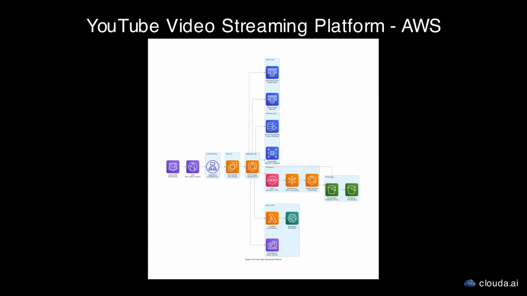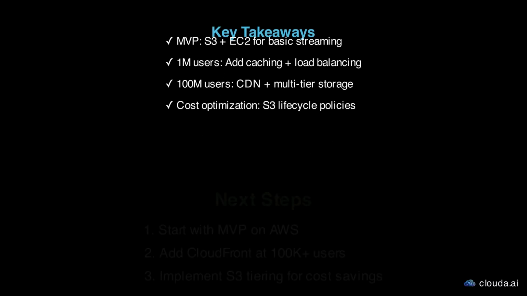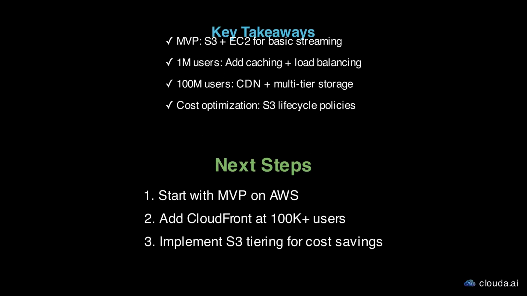We evolved from simple MVP with S3 and EC2 to global scale with CDN and multi-tier storage. Key decisions: caching for performance, CloudFront for global reach, and S3 lifecycle policies for cost optimization. Start with the MVP, add CloudFront when you hit 100K users, and implement storage tiering to reduce costs as you scale.